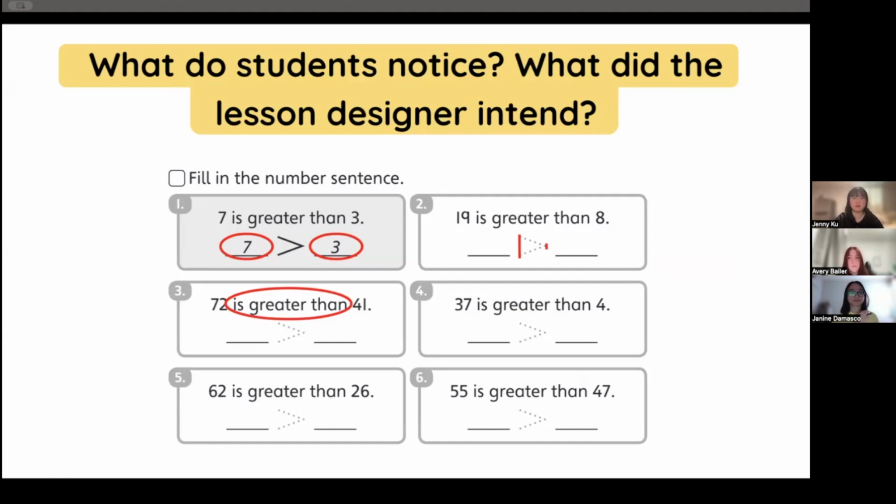And one other concept we think that the designer wants the students to notice is that comparing numbers can be presented by the greater than symbol, and it can enhance the students' understanding of relative values by having the symbolic and visual representation.